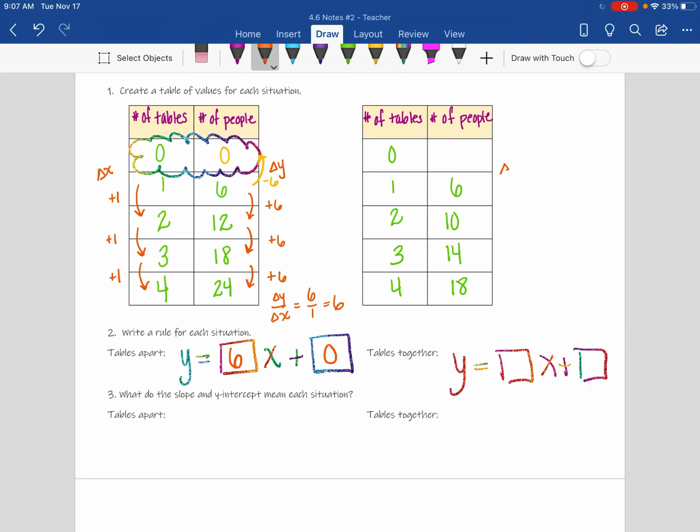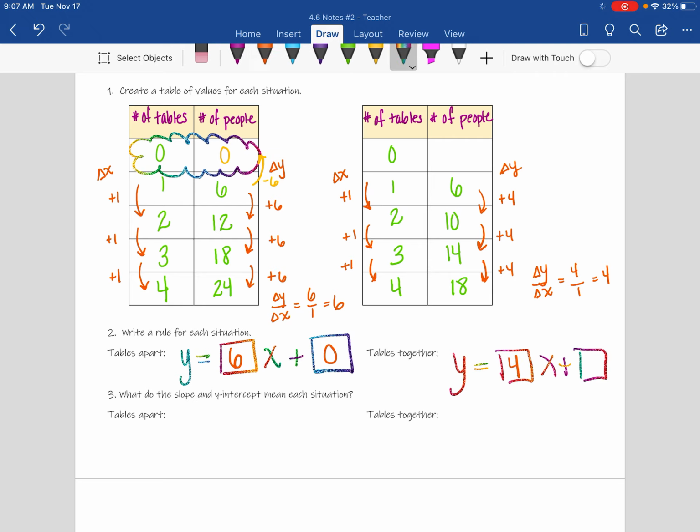And I'm going to find my slope first by looking at my change in y divided by my change in x. Okay, so I have 6, 10, 14, 18. I'm looking at how those values are changing, and they're increasing by 4 each time. I'm going to look at my change in x, and my x's are increasing by 1. So my change in y divided by my change in x is 4 divided by 1, which gives us 4 as my slope.